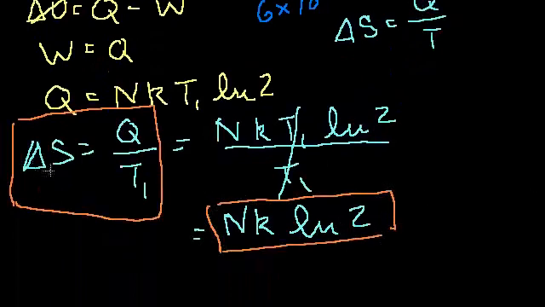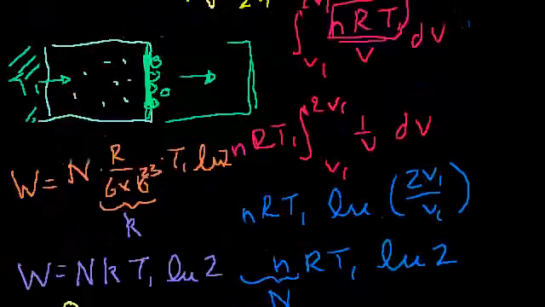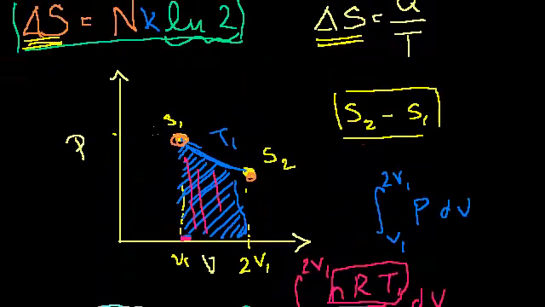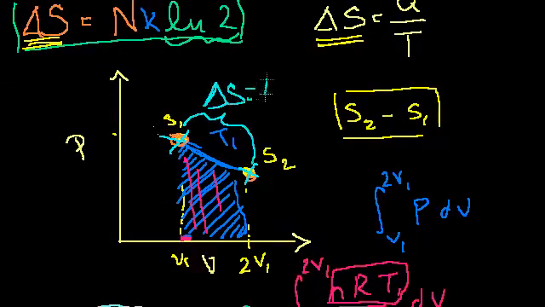Now, this is a state function, a state variable. It's not dependent on the path. So any process that gets from this point to that point has to have the same change in S. So the delta S for any process is going to be equal to that same value, which was n, in this case, k, times the natural log of 2.